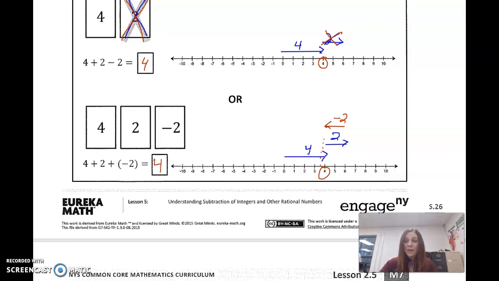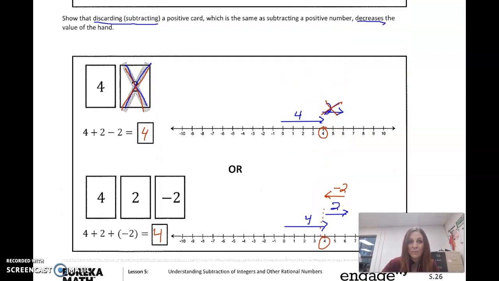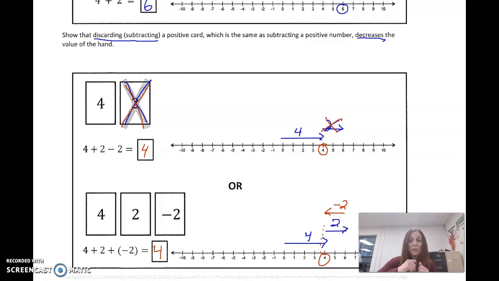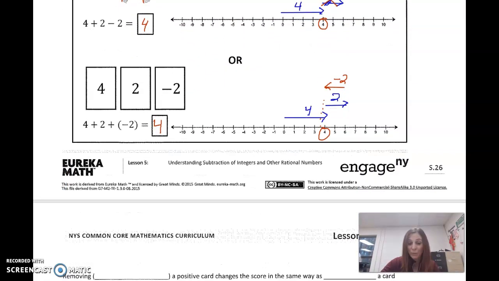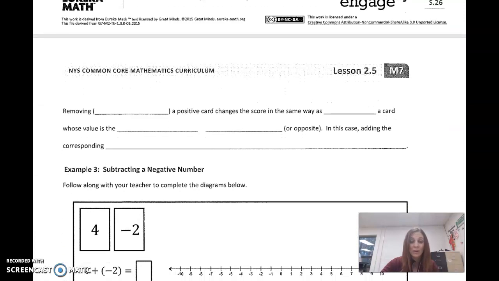Subtracting or discarding, that's what this was saying up here. If I throw that 2 out of my hand, I'm still at a 4. The other thing I could do is add on a negative 2, I could add on the opposite. So whether you think of it as subtracting 2 or adding on a negative 2, you end up at the same spot. In both places, we end up at 4. And that's what we're going to write in this part here.